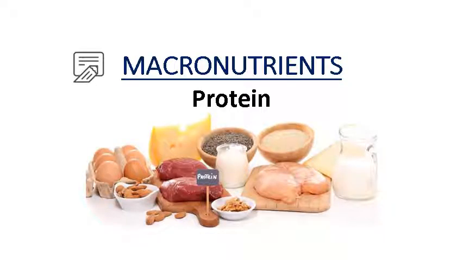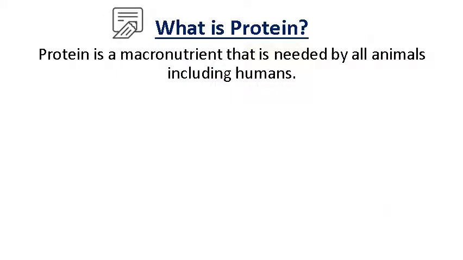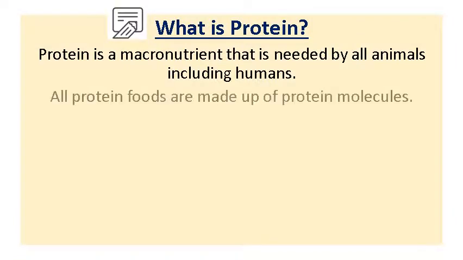So as you can see here, this is what we're looking at today, protein, macronutrients, and you have your symbol there. This is our title. Recapping, protein is a macronutrient. We need protein in large amounts. It's needed by all animals, including humans. So this is its definition.